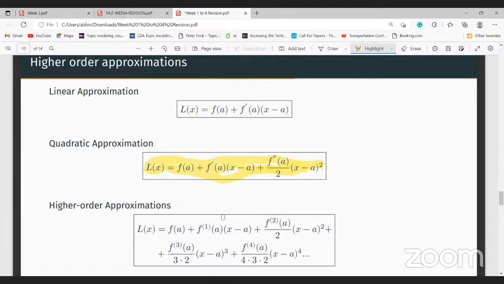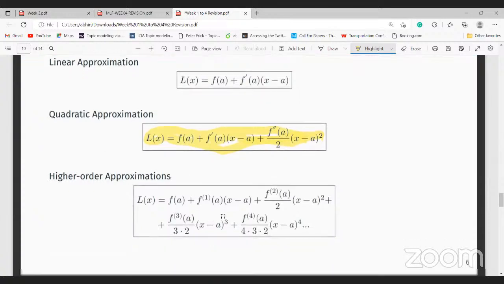So from Taylor series, you can get higher order approximation. This is for the square case, so we call it quadratic. For third, we will call it cubic, and so on and so forth. So for higher order, we use this Taylor series. Actually, this 2 is nothing but 2 factorial. Similarly, 3 factorial, 4 factorial, and so on. If you go and see Taylor series, it will be clear.